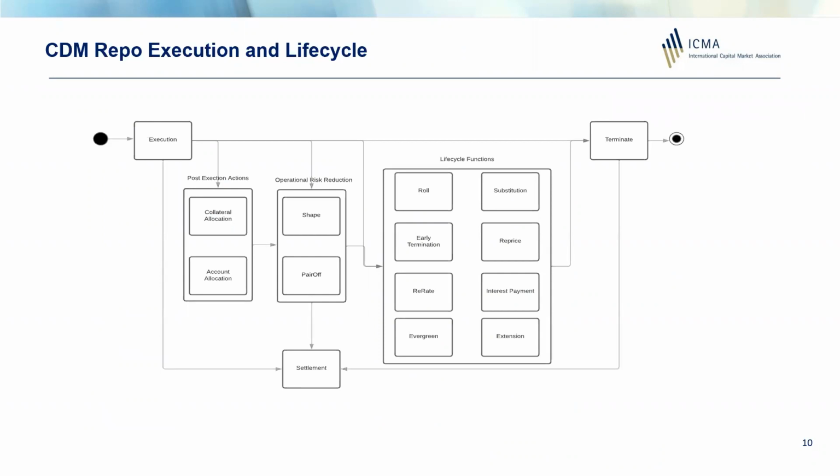Repo lifecycle events were added in phase 2 of the ICMA CDM for repo and bonds. The typical repo lifecycle begins with an execution. Then there's an allocation of collateral or an allocation to multiple accounts. The next step may be to pair the trades, which is matching buys and sells to reduce exchanges of cash and securities, or shaping, which breaks trades into smaller pieces. Throughout the life cycle of the trade, there may be other events like rolling, substitution, early termination, reprice, re-rate, interest payments, or extensions of the maturity date.